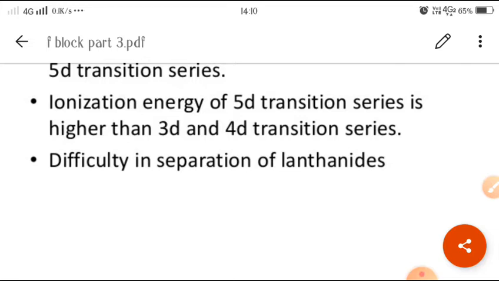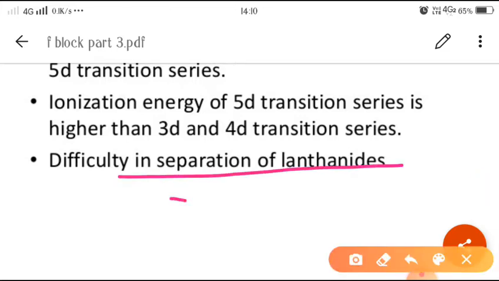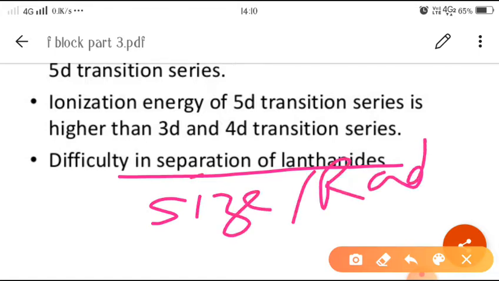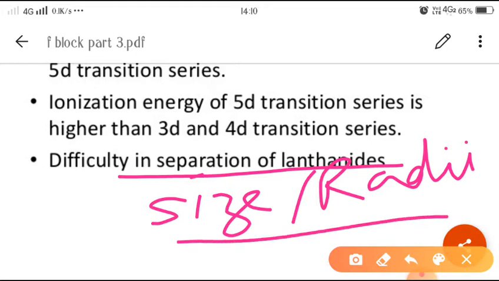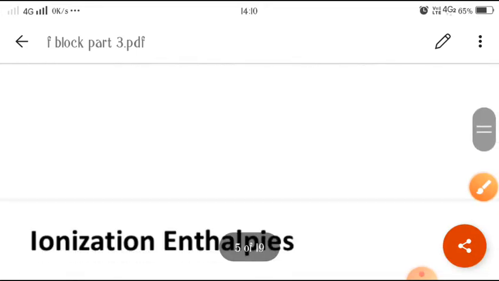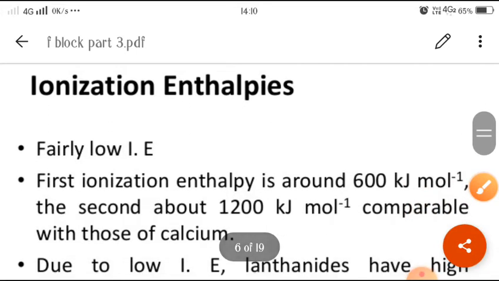Then it is very difficult to separate lanthanides because in nature they coexist together because of similar size and radii. So lanthanides have similar size and radii, which is why they are found together in nature, and separating them is difficult.